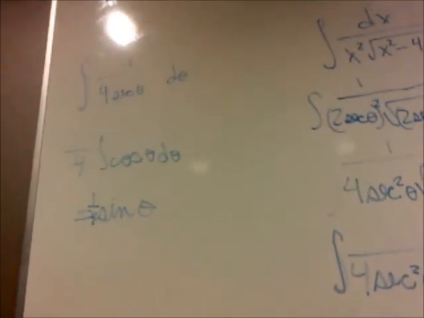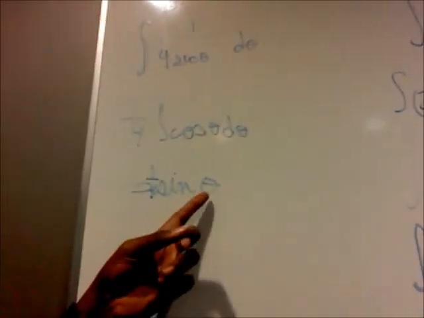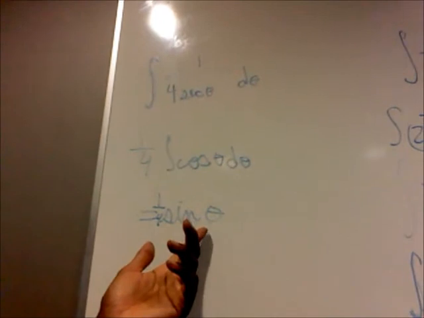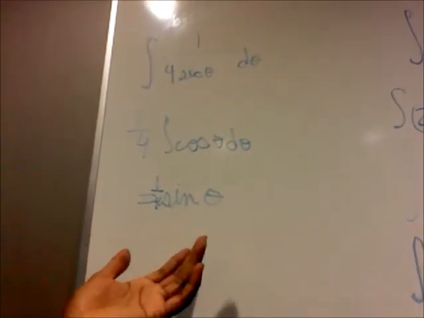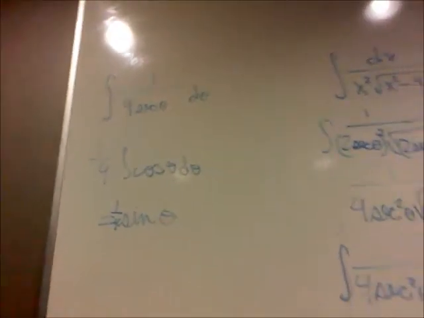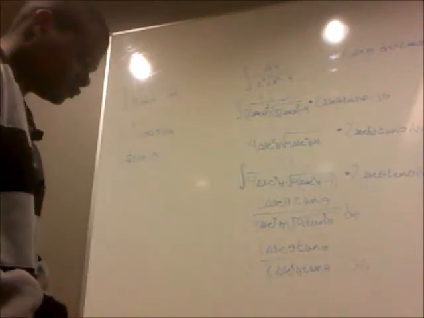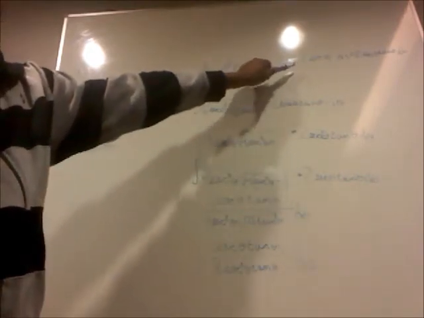Now, we're almost done with the problem. All we have to do now is figure out what theta equals, because we can't just leave it in terms of theta since we don't know what theta equals. And to do that, we'll have to go back to what we did in the beginning. So we went back here, and where we said x equals 2 secant of theta, we can go ahead and write that down here.